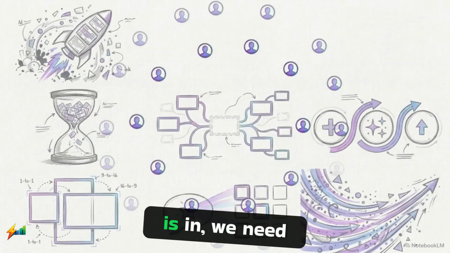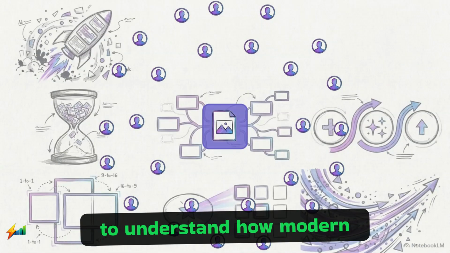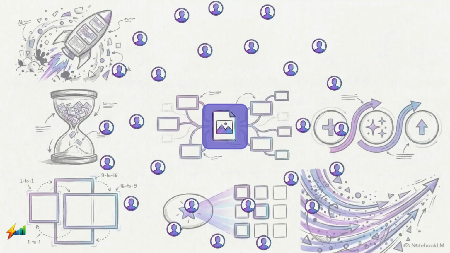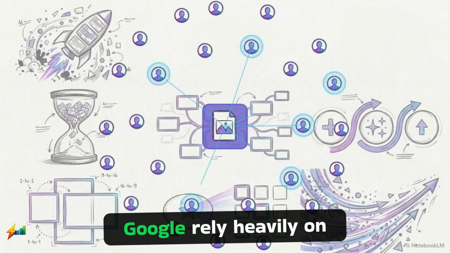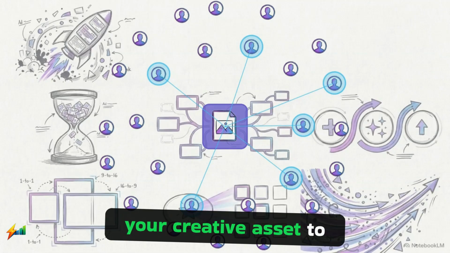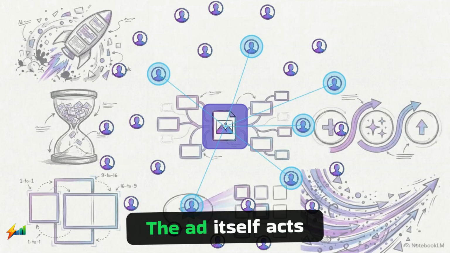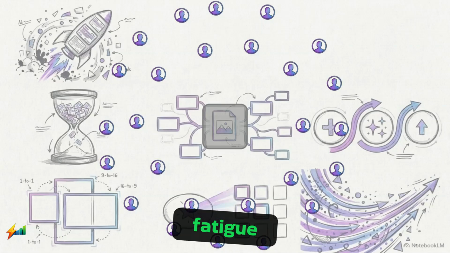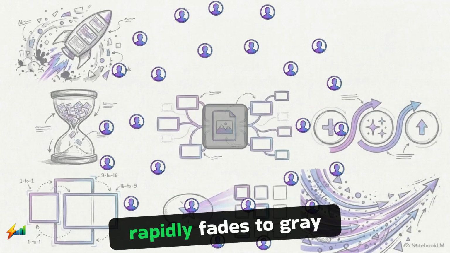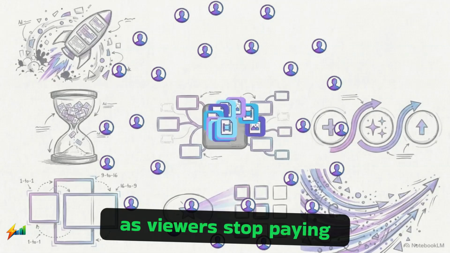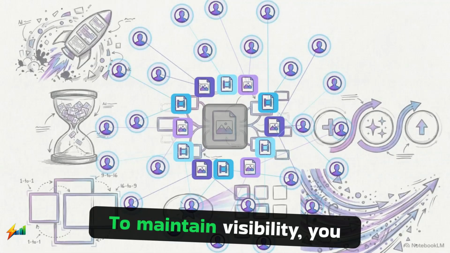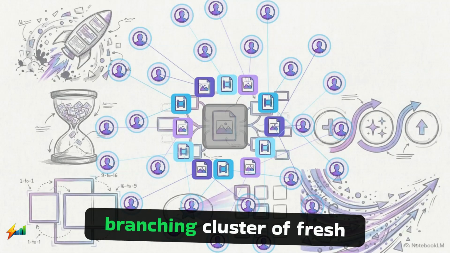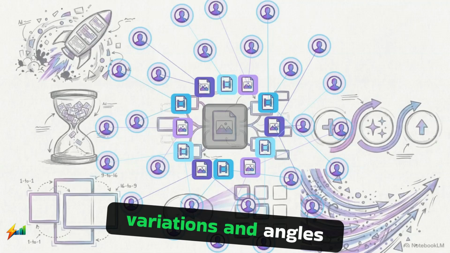Now that our data is in, we need to understand how modern ad networks actually operate. Platforms like Meta and Google rely heavily on your creative asset to find your audience. The ad itself acts as the targeting. This diagram illustrates ad fatigue. A single ad unit rapidly fades to gray as viewers stop paying attention to it. To maintain visibility, you have to deploy a branching cluster of fresh variations and angles.